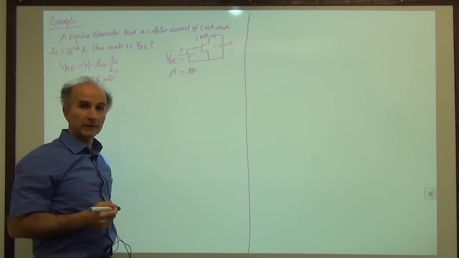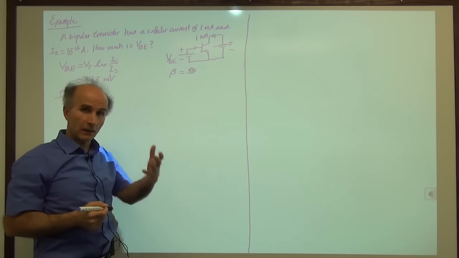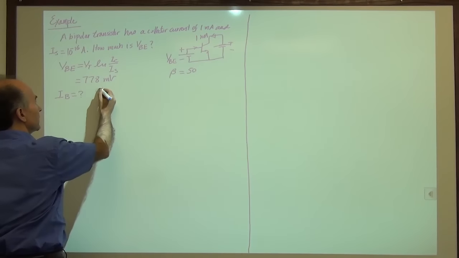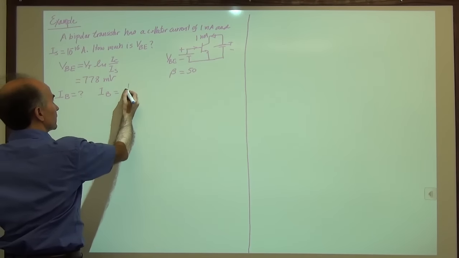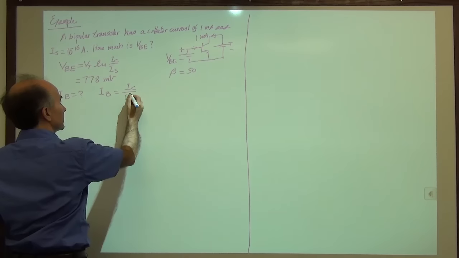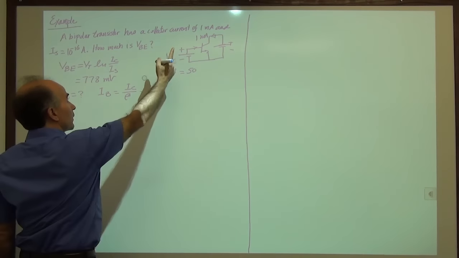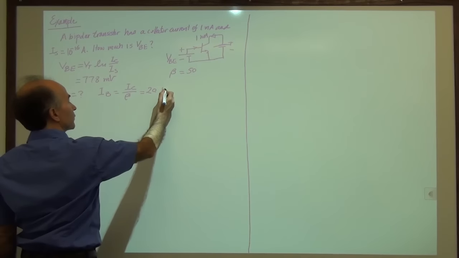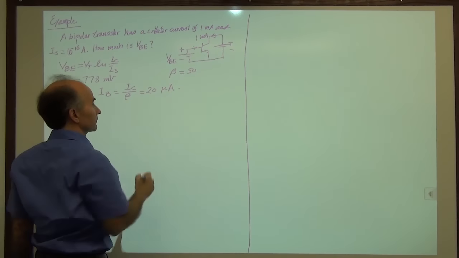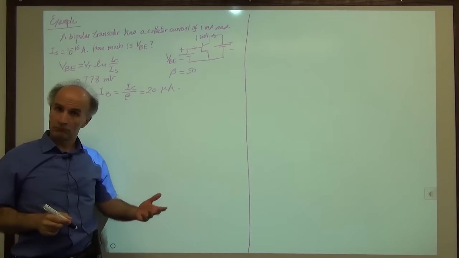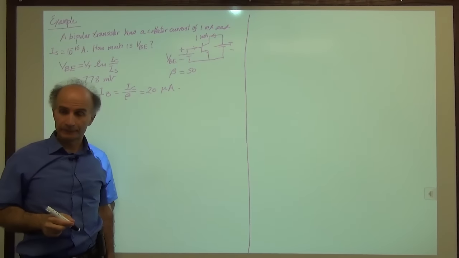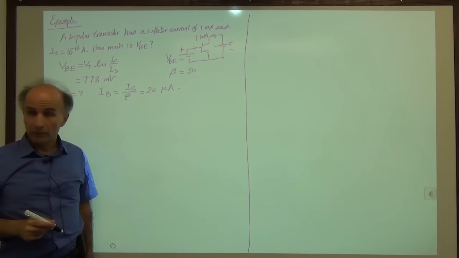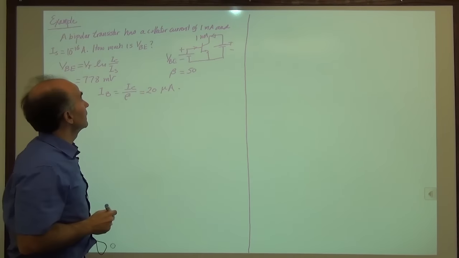Well, we remember that the base current is the collector current divided by beta. So we say IB is equal to IC over beta. And 1 milliamp divided by 50 is 20 microamps. So that's the base current. Not that exciting. Okay, very good.